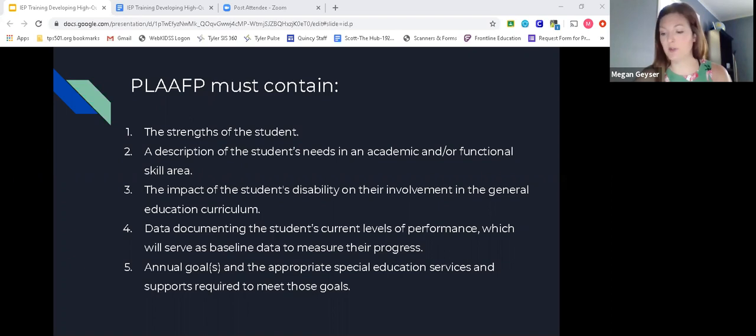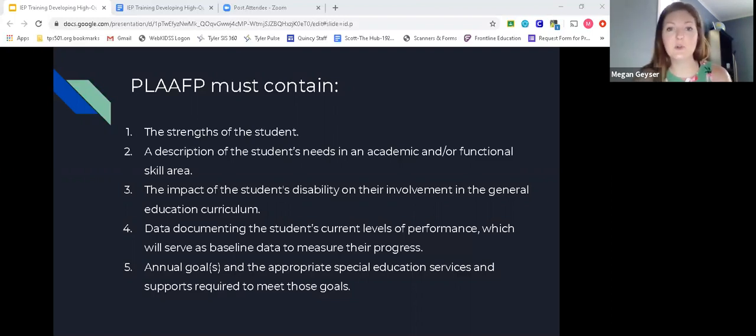Another piece with the strengths, this is also a wonderful location to put the academic, if that's what your PLAAFP is about. This could be your communication strengths with the functional progress here as well with the data that is collected. And we're going to dig in really deeply to the data component here very, very soon. So this is just another place to put those strengths for the content specific area.